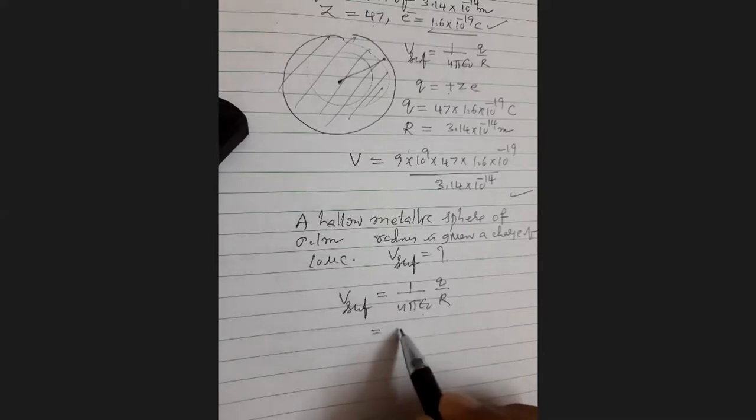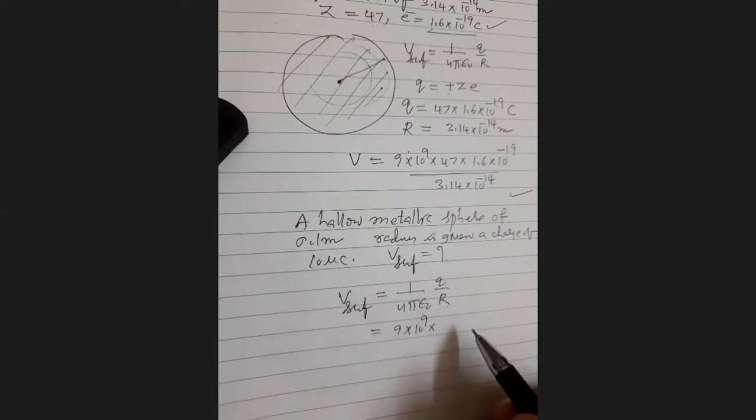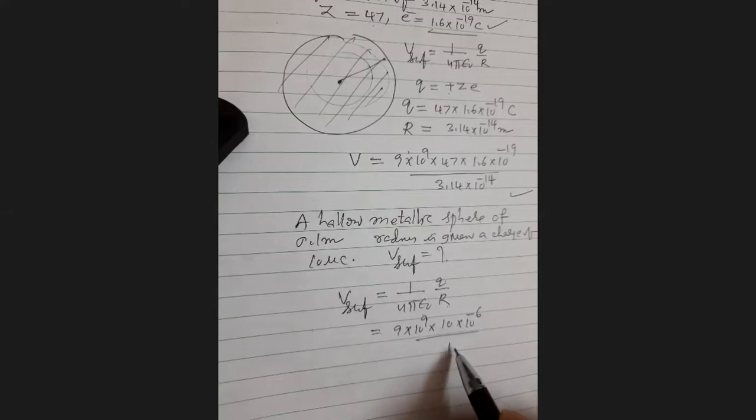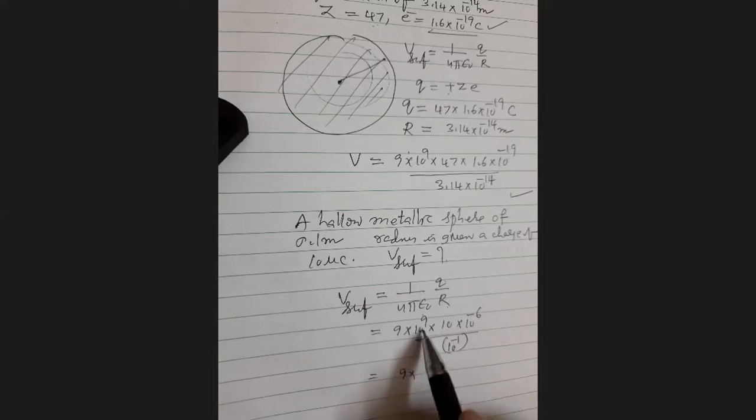That equals 1 by 4 pi epsilon naught, 9 × 10^9. Charge, how much is given? 10 microcoulomb, 10 × 10^-6 after changing into coulombs, by radius 0.1 meter, 10^-1, equal to 9 × 10^10. So 10^-1 cancels, 10^10 and 10^-5 gives 10^5 volts. So this is the answer.